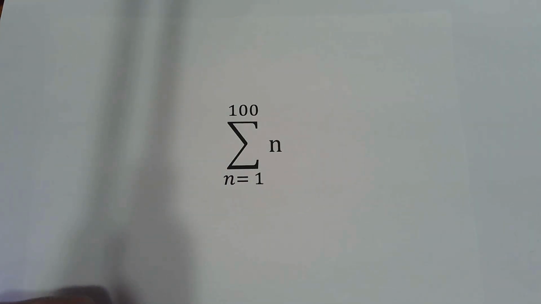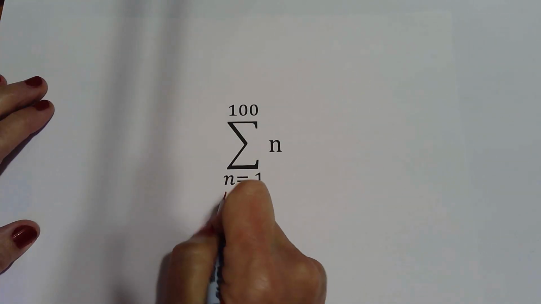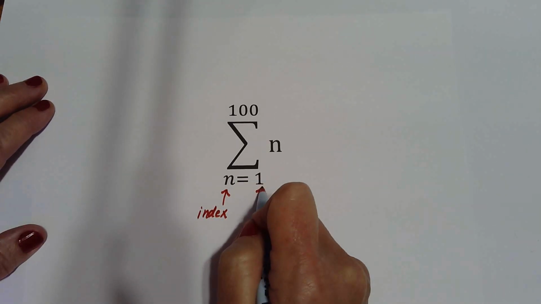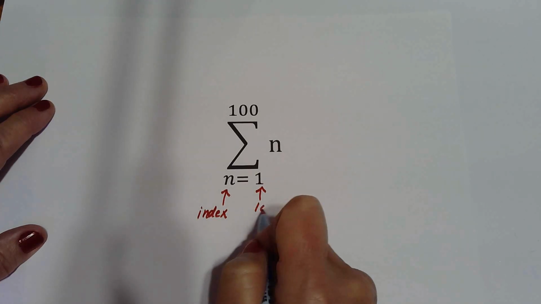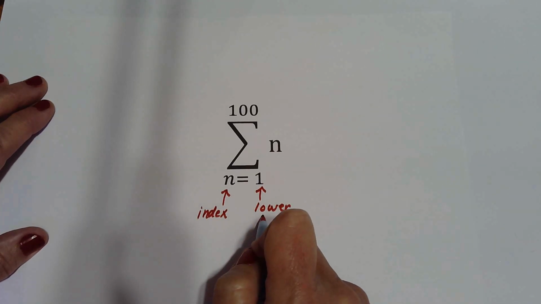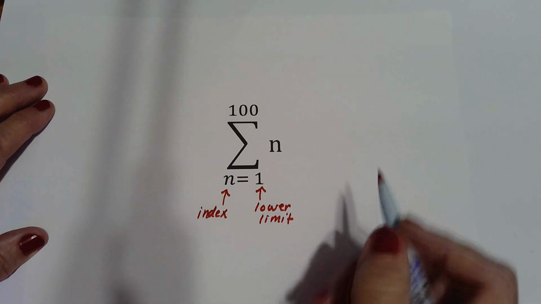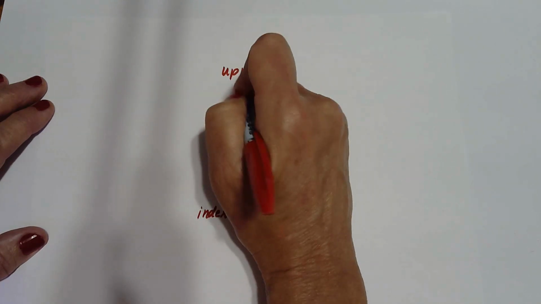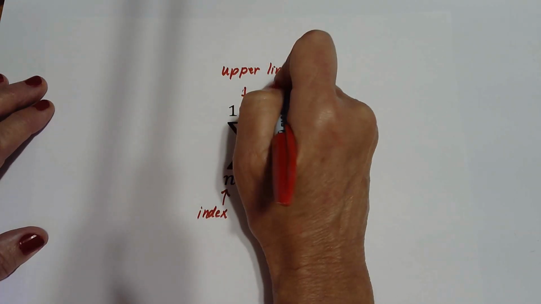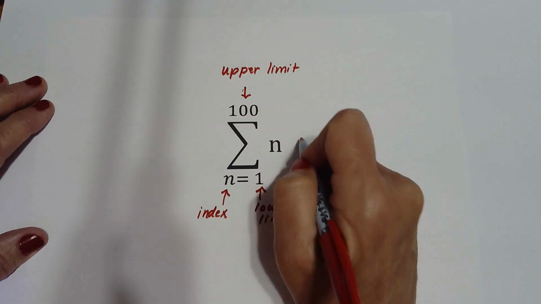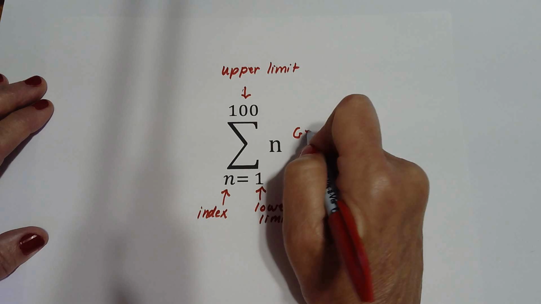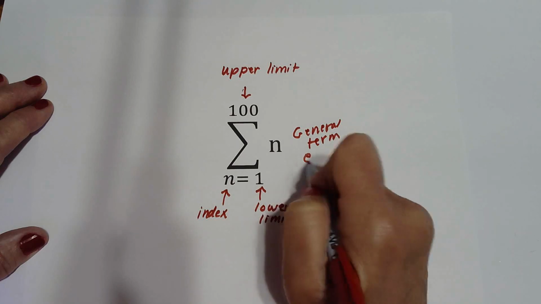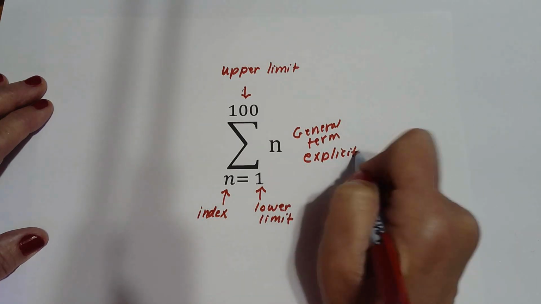n is the index of summation. 1 is our lower limit of summation. 100 is our upper limit of summation. And n, in front of the sigma, is our general term or our explicit formula.